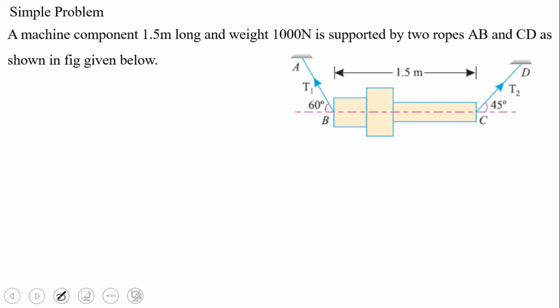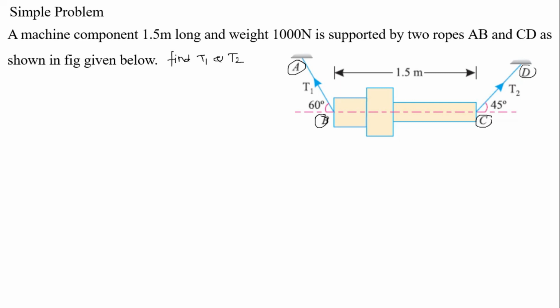Next problem, it's a very simple problem. A machine component 1.5 meter long and weighing 100 Newton is supported by two ropes AB and CD, as shown in the figure given below, and we have to find the tension in the ropes. So we have to find T1 and T2, the tension in the ropes.